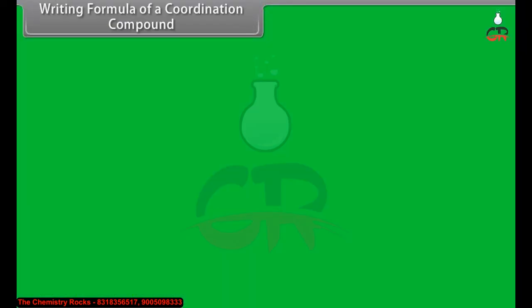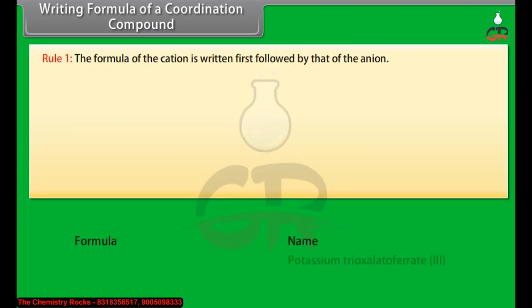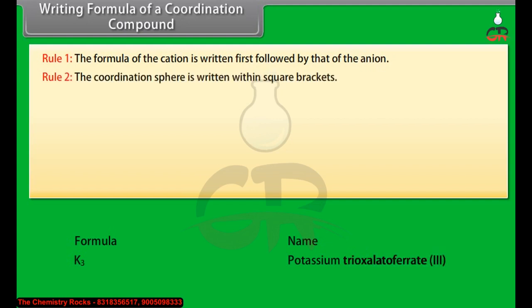Writing the formula of a coordination compound. When the name of a coordination compound is given, some rules are to be followed for writing its formula. Rule 1. The formula of the cation is written first, followed by that of the anion. Rule 2. The coordination sphere is written within square brackets.